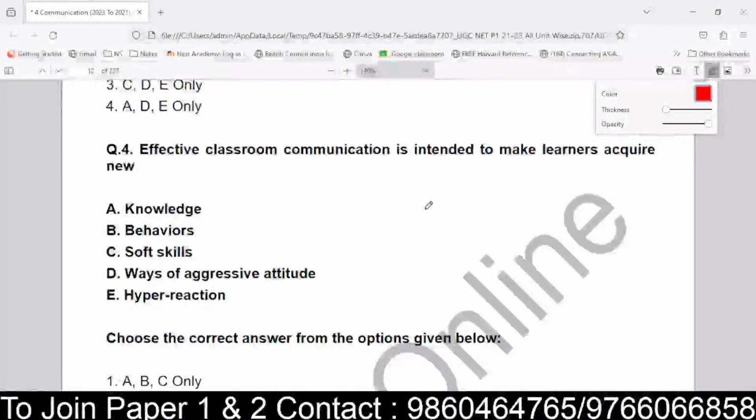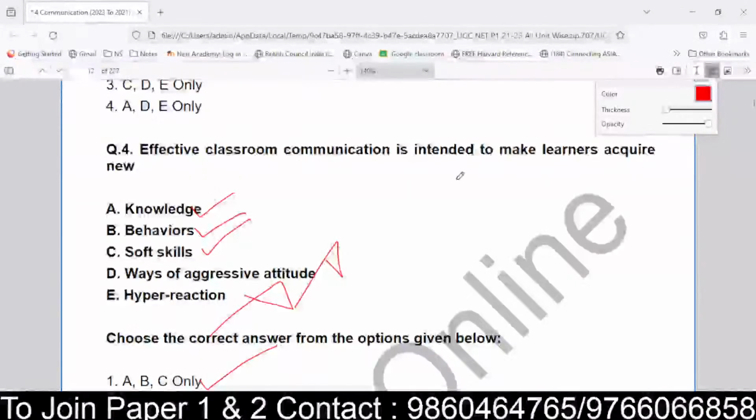What will effective classroom communication give you? Will it give knowledge? Yes. Will it give behavior? Yes. Soft skills? Yes. Aggressive attitude? No, because this is something which has not been a part of this. Hyper reaction? No. So if you see ABC, that is your first option itself stands to be the right option. Right? Okay. Coming to the next question.